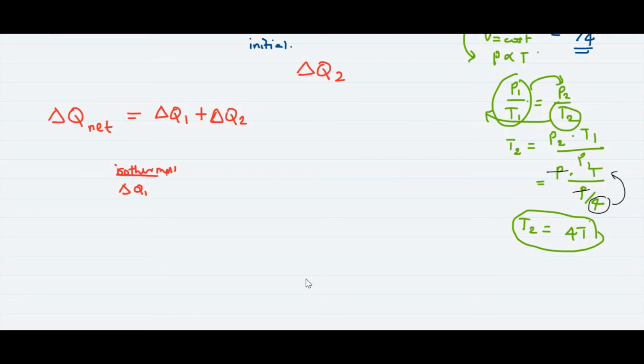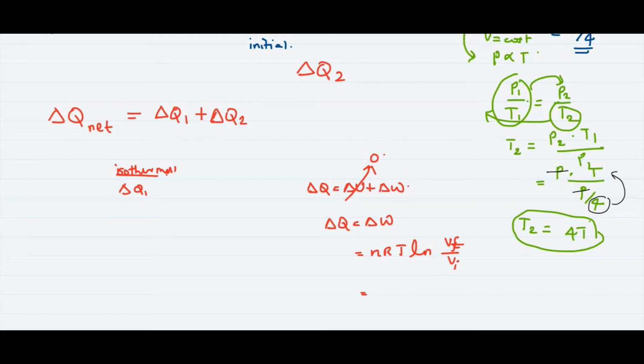By thermodynamics we know ΔQ is equal to ΔU plus ΔW, but in an isothermal process ΔU is 0, so ΔQ becomes ΔW, and the work done is nRT ln(V2/V1), or Vf by Vi, the final volume by the initial volume.